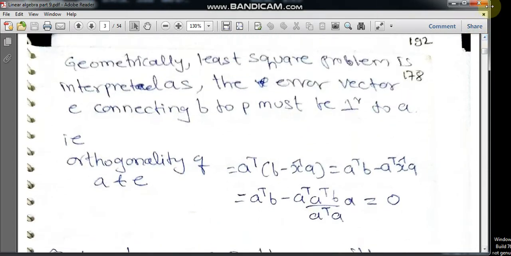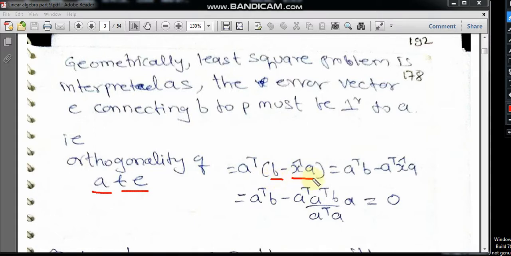So I told you how to predict geometrically the least square problem. The error vector connecting B should be perpendicular to your original vector. So here you have a vector A, that is the original column vector, and E. What will be E? E will be the actual error between the actual B and what you have estimated B. If the estimated B is equal to B, that means we have a solution. Otherwise, you'll be having a certain amount of error.